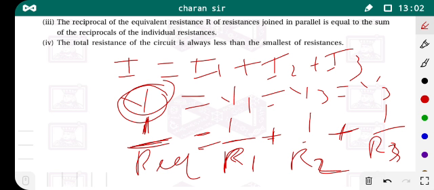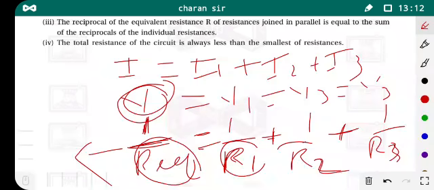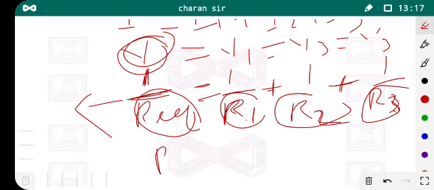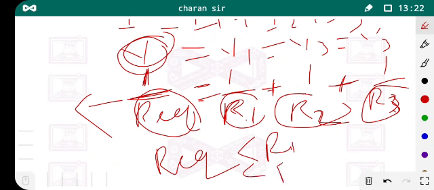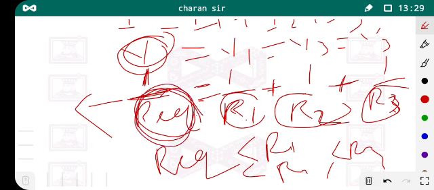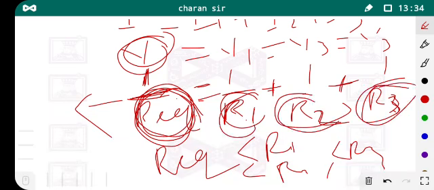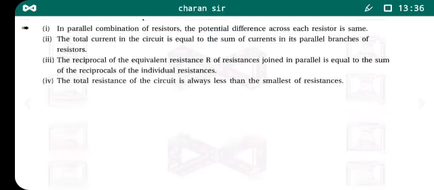Okay, so here these 3 characteristics are verified. Also from this equation we found that the equivalent resistance is smaller than the individual values. When you put values of R1, R2 and R3, you get the value of R equivalent, that is always less than R1, also less than R2 and less than R3. That means in parallel combination your equivalent resistance is always smaller than that of the individual values of the resistance. So here 3 characteristics are verified.